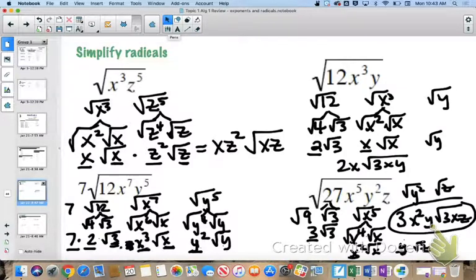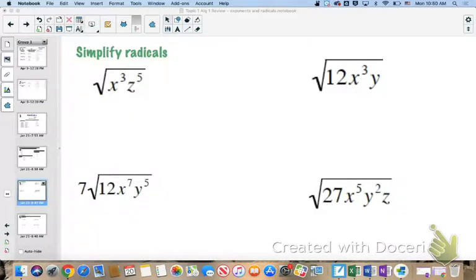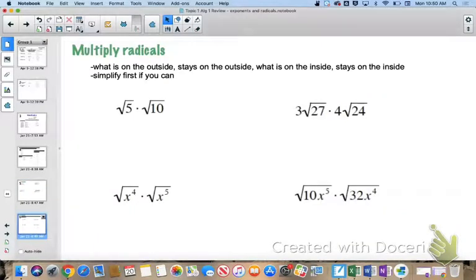Okay, so next we're going to talk a little bit about multiplying and then dividing. So with multiplying, what I just said on the last slide, what's on the outside stays on the outside, what's on the inside stays on the inside until you do a radical. Some of these it's easier to multiply and then simplify. Some of them it's going to be easier to simplify first and then multiply them. So I'll do a couple each way.